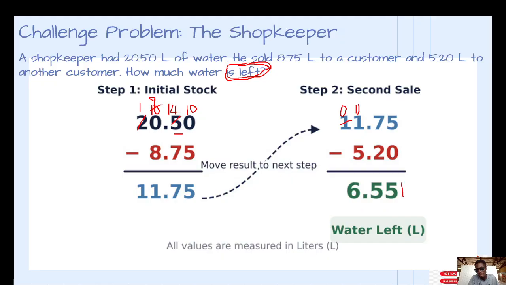So this is the final liters of water left. Remember to add the unit, which is liters. That is why we put the unit here. So remember, all values are measured in liters. You can also equally do it this way.